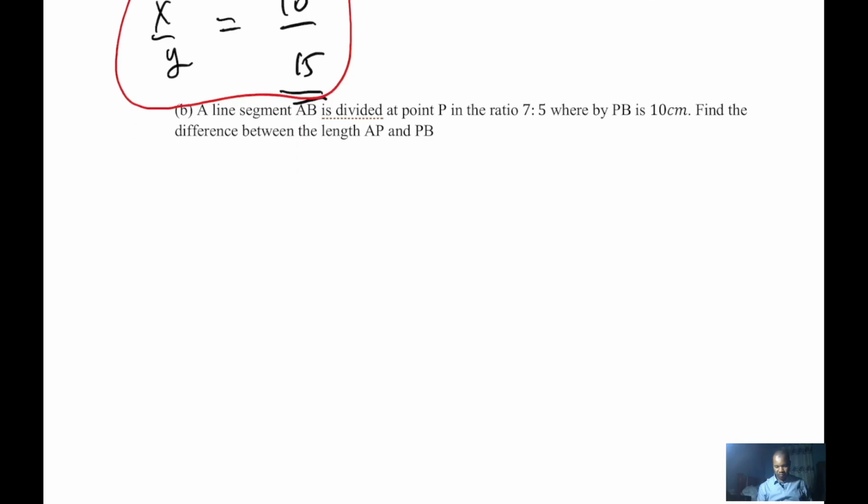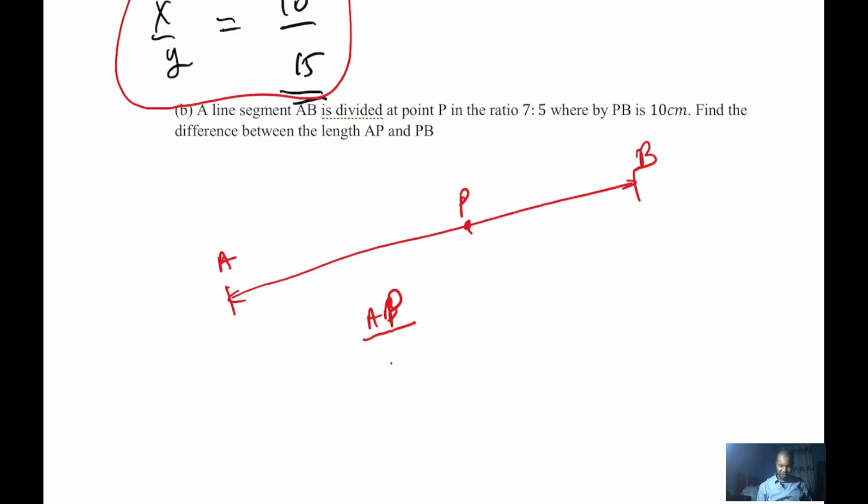Jumping to part B of the same question: a line segment AB is divided at point P in the ratio 7:5, where PB is 10 centimeters. Find the difference between the lengths AP and PB. So we have a line segment here, named AB, and it is divided at point P in the ratio 7:5.